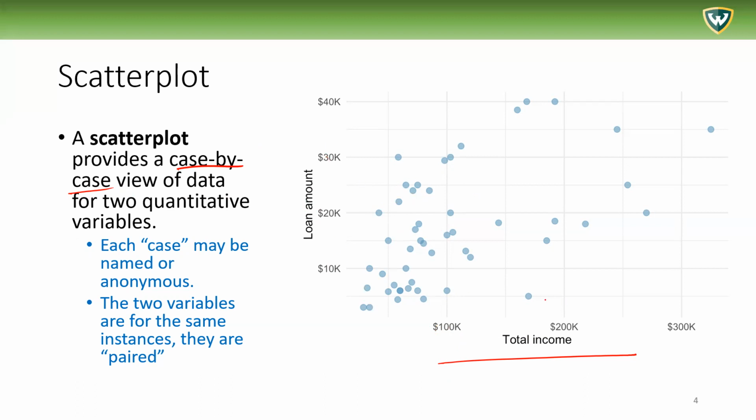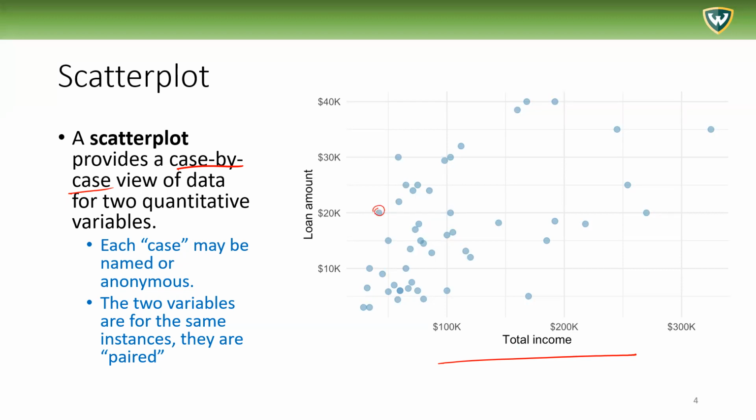Two quantitative variables that are graphed with usually a dot, but it can also be another kind of shape like squares or circles or triangles. And often if you want to differentiate between groups, you may use different shapes. So for example, this data here may be from individuals in the United States. So each dot is an individual, and each individual has both a total income and a loan amount.